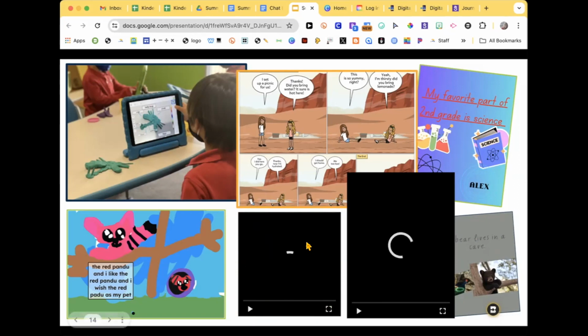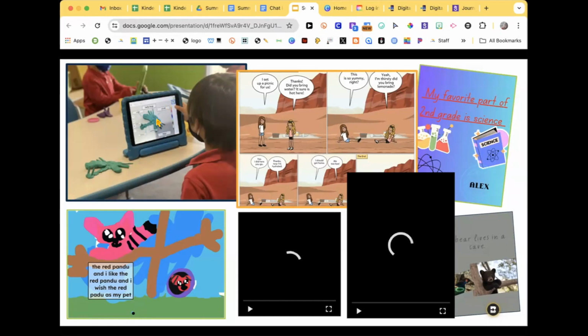Chatterpix is such a quick, easy way for students to share their thinking. Snap a picture, draw a mouth, and then they share out, tell one fact that you learned about this animal that you drew, or retell your favorite part of a story. It's a quick and easy way, again, for them to create and be empowered to share that learning.